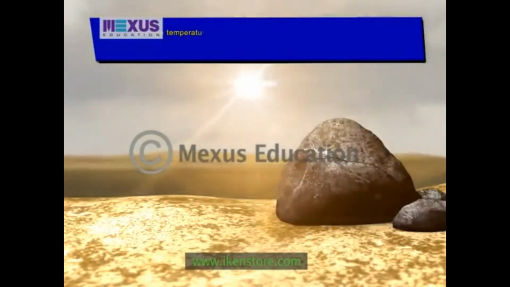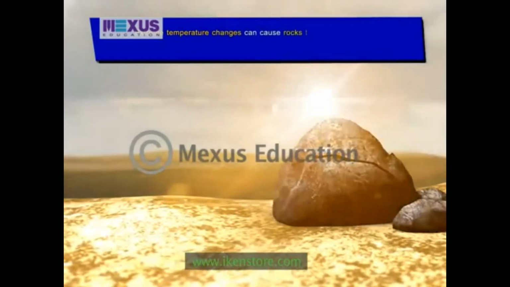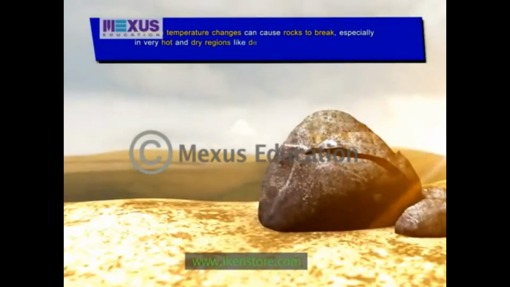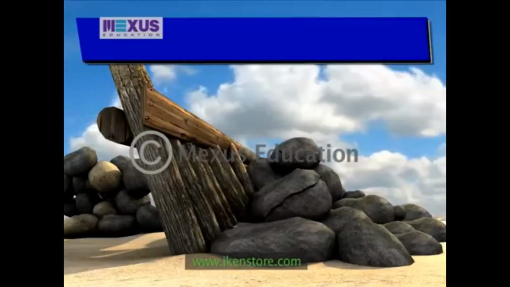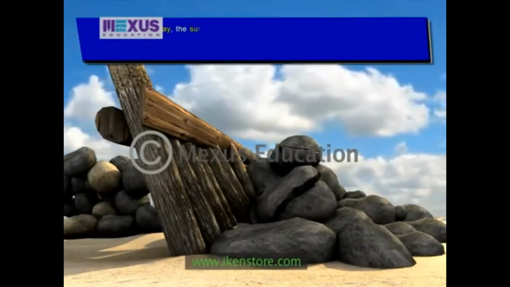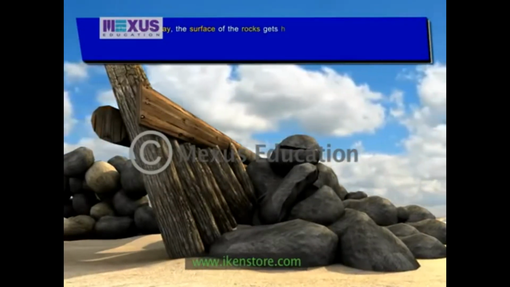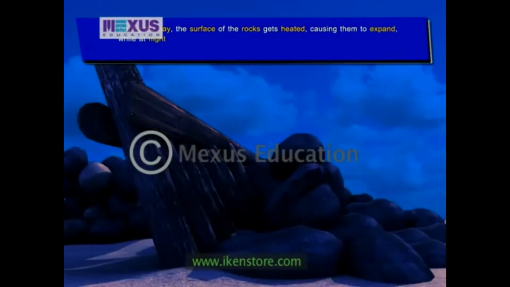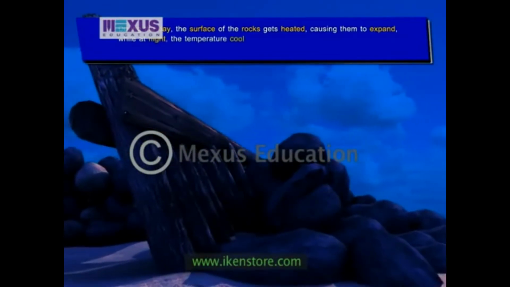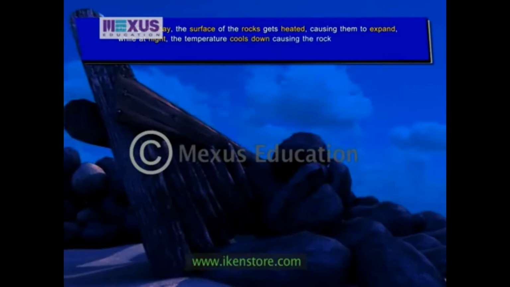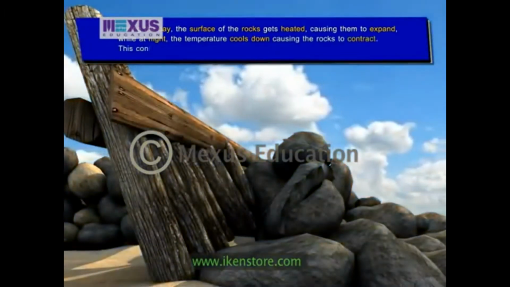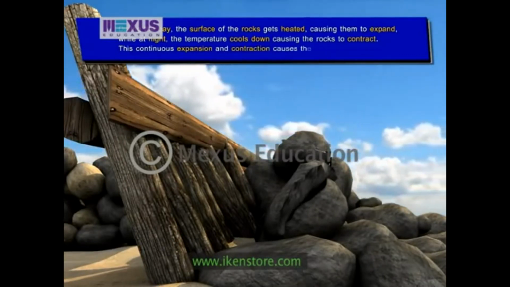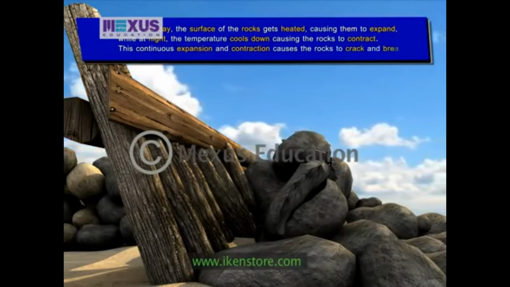Extreme temperature changes can cause the rock to break, especially in very hot and dry regions like deserts. During the day, the surface of the rocks gets extremely heated, causing them to expand, whereas at night, the temperature cools down, causing the rocks to contract. This continuous expansion and contraction causes the rocks to crack and eventually break.